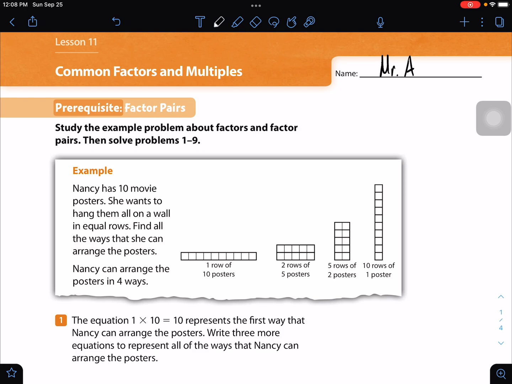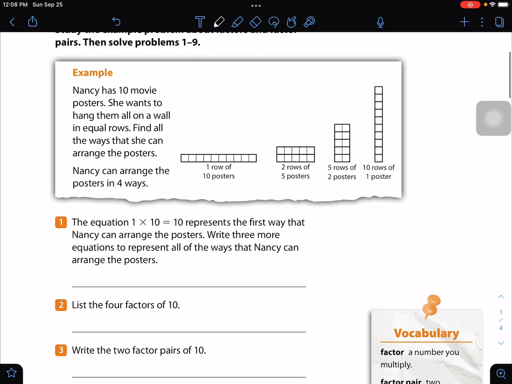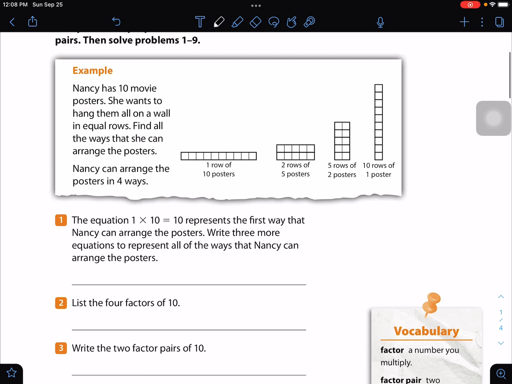So first, it talks about Nancy, and she has 10 movie posters, and she wants to hang them all on a wall in equal rows. Find all the ways that she can arrange the posters. So if we see here, she has a 1 by 10. Here she has a 2 by 5. Here she has a 5 by 2. And here she has a 10 by 1.